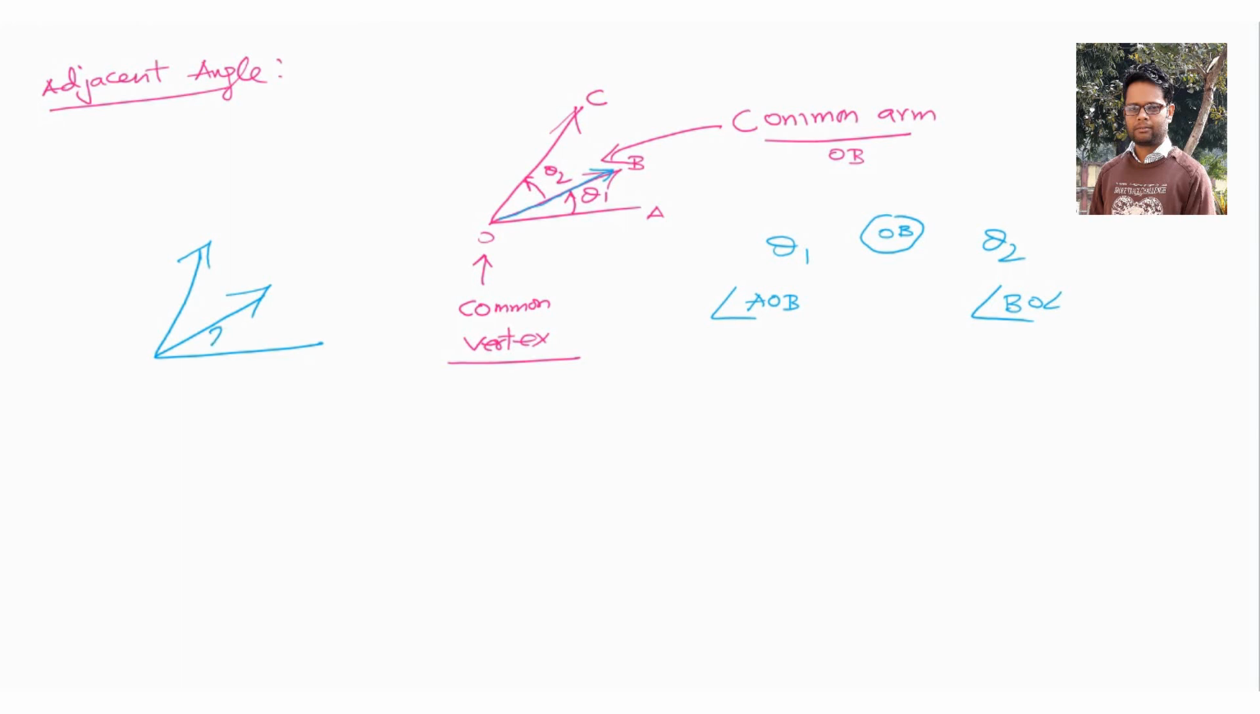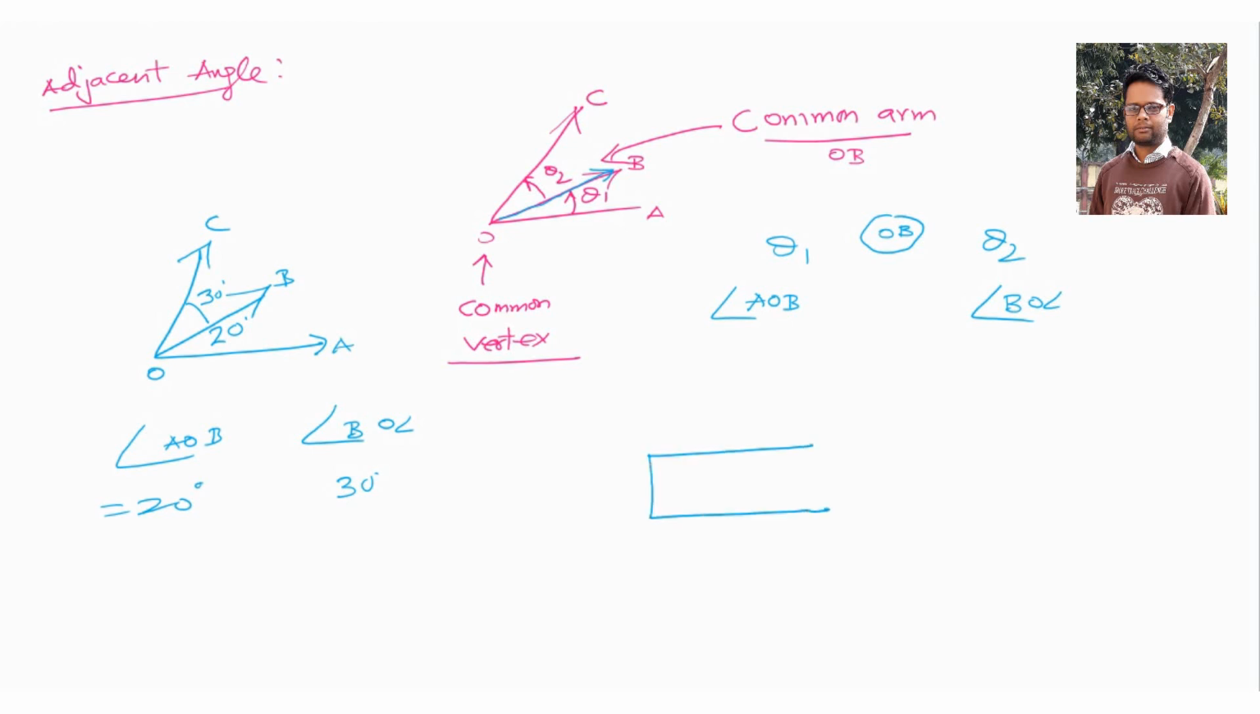If this is 20 degree and this is 30 degree, so this is O, A, B, C. Here AOB is this portion, and BOC is this one. This one is 20 degree and this one is 30 degree. These two angles are adjacent angles.